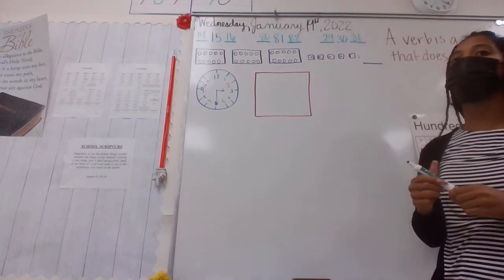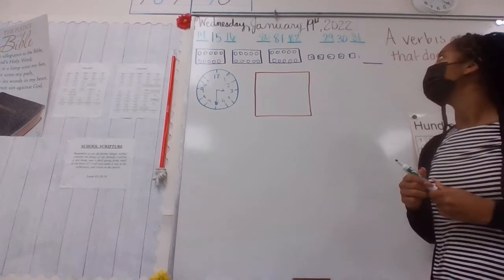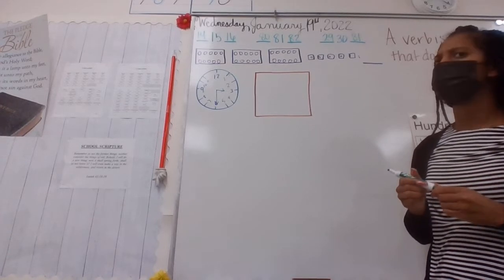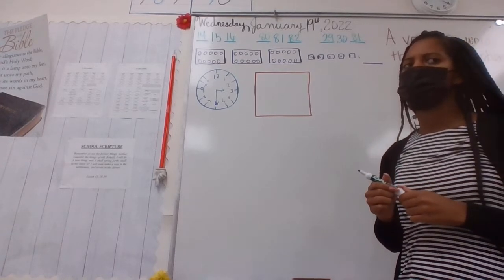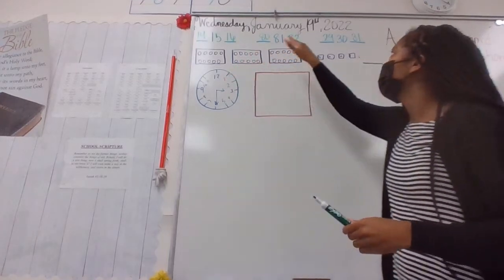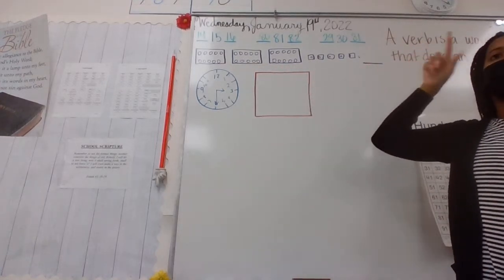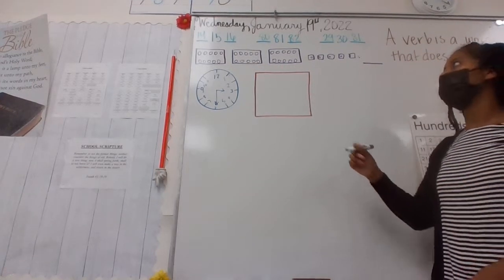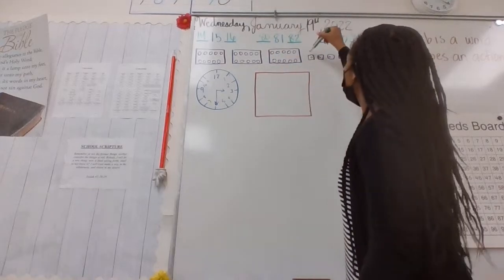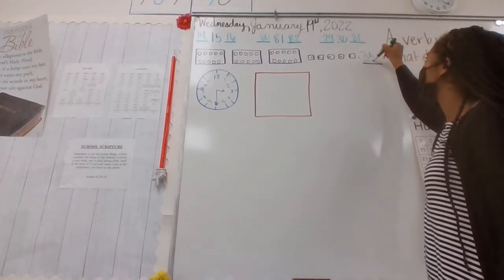How many extras, or singles, do I have? 6. Count again. 5. So I have 3 groups of 10 and 5 extras. How many is all of this together total? 35. 10, 20, 30, 31, 32, 33, 34, 35.